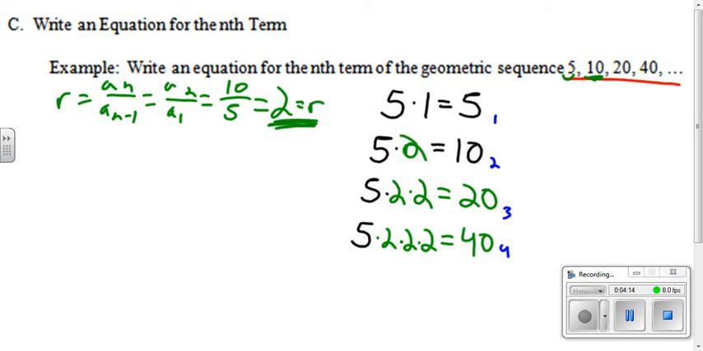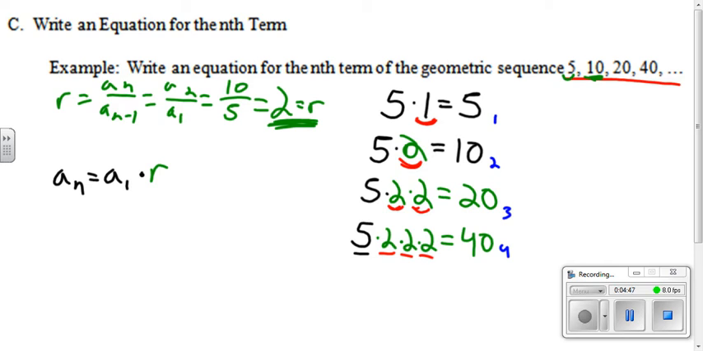So it looks like each time, if we want to find our a sub n, our actual value, we're taking our first value, which is the 5, and we're multiplying it by our common ratio, our r, a certain number of times. Here, we're multiplying it by r 0 times. Here we're multiplying it by r 1 time. Here we're multiplying it by r twice, and here we're multiplying it by r 3 times.